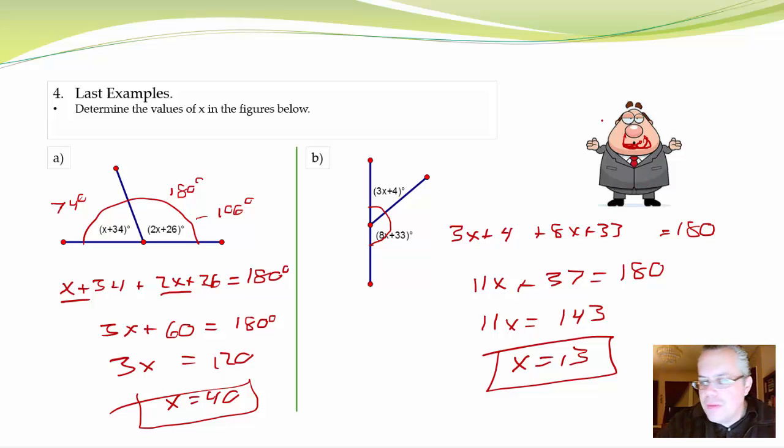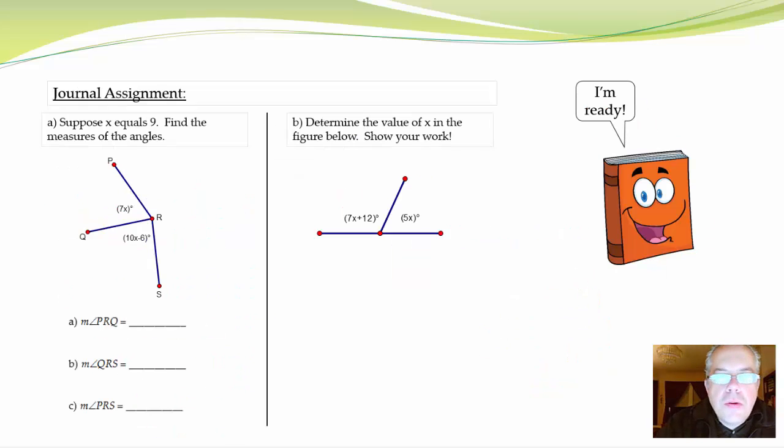It's time for our journal assignment. All right, so I've got two problems for you. The first one involves adjacent angles. Find the measures of the individual angles and add them up to find the total. On the second problem here, this is a linear pair. So these two angles total 180. Please copy the diagrams in your book and show your work on these problems.